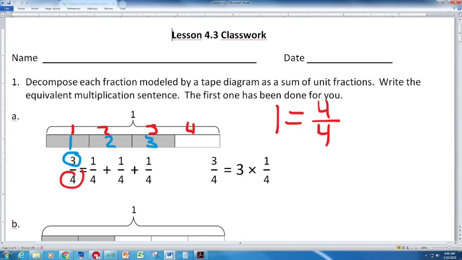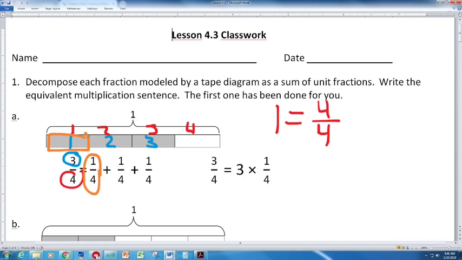Now we have 3 shaded boxes, 1, 2, and 3. Each one of these shaded boxes is worth 1 out of a total of 4 boxes. So each one of these is worth 1/4. One shaded box is worth 1 box out of a total of 4. We have 3 of them, so you add up 3 and you would get 3/4.